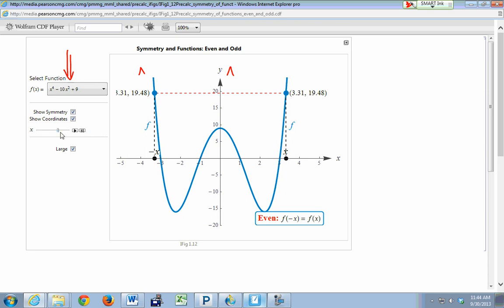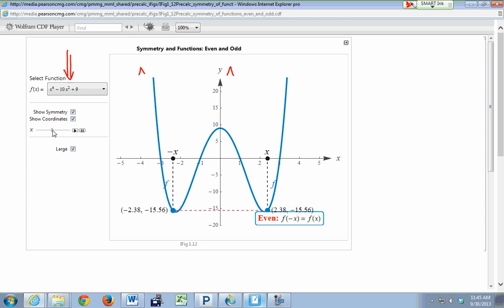19.48. So I'm going to move this along until someone tells me to stop. All right, there we are. What's my input value? Next row of the table. What's my input for x? 0.29. And my output, on the other side, my opposite is negative 0.29. What's my output value for both of them? 8.17. So if I input a number and then I input the opposite, I'm at the same height on either side of the y-axis.